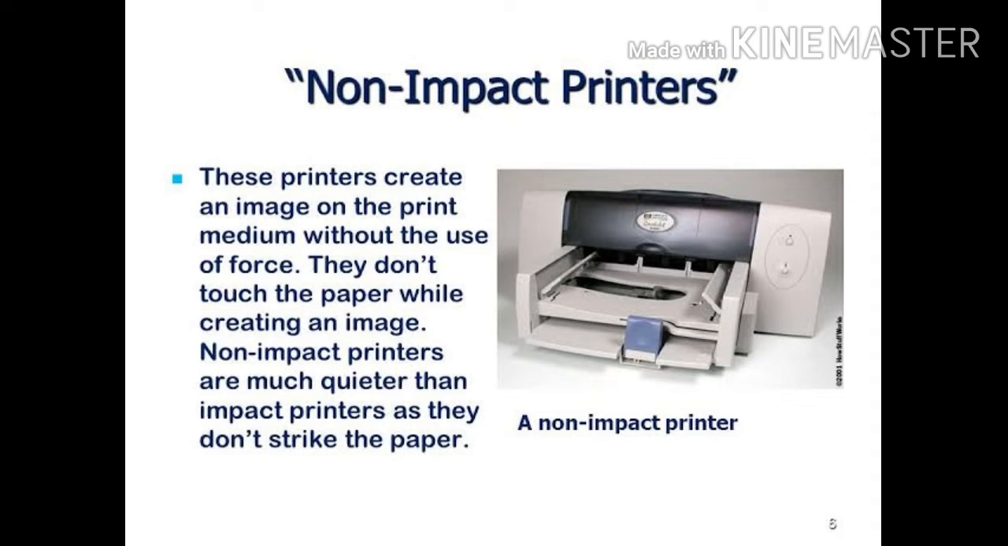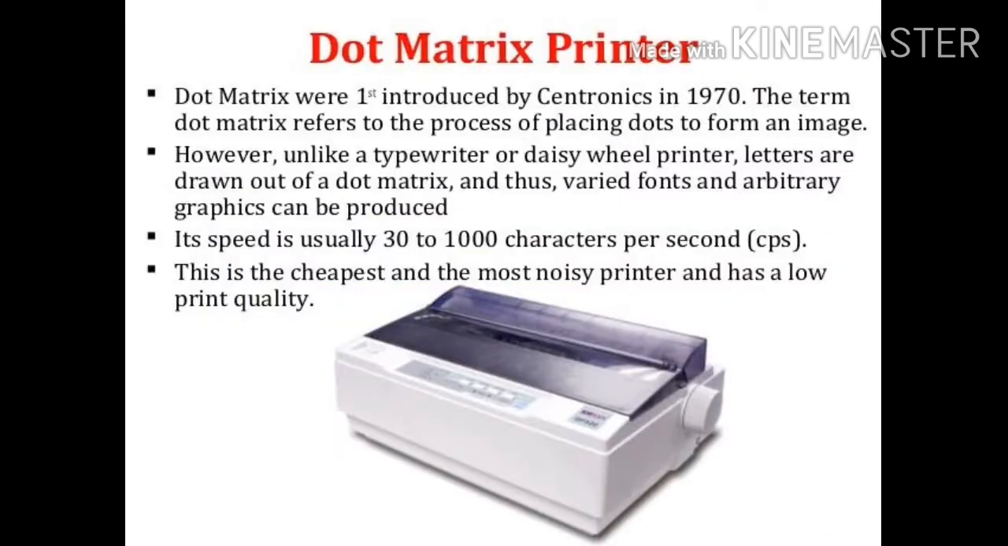Non-impact printers are much quieter than the impact printer as they don't strike the paper. So in this printer there is no contact with paper, the ink directly prints on the paper, and it is in the category of non-impact printer. These printers are also quieter than the impact printer, because in the impact printer, again and again ink touches the paper.